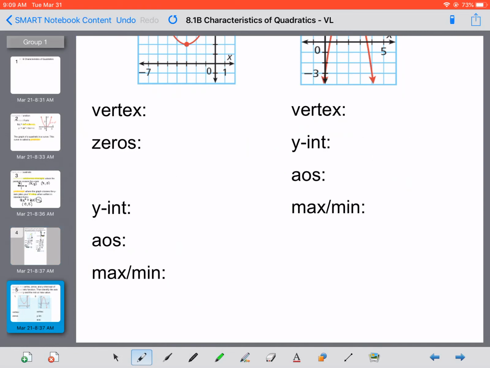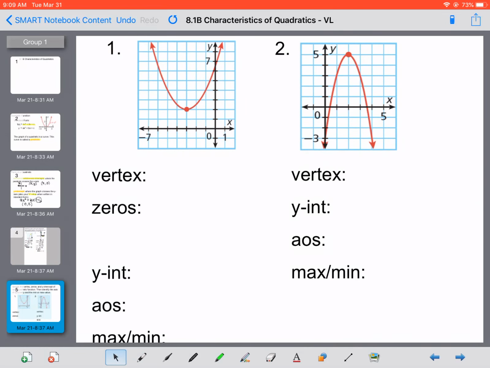Let's look at a couple more. So this graph, we have a vertex sitting right here. And that vertex is at the ordered pair -3, 2. Our zeros, notice, does this cross the x-axis at all? It does not. So we would just write none here. We do not have any zeros.